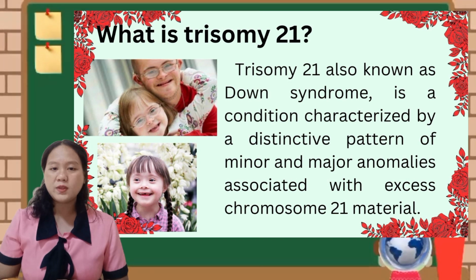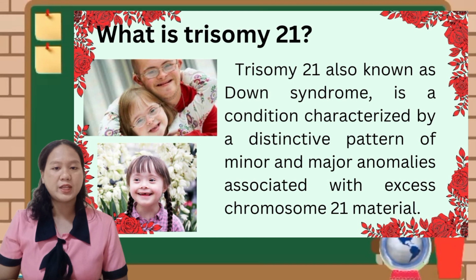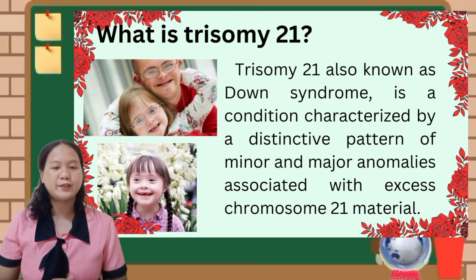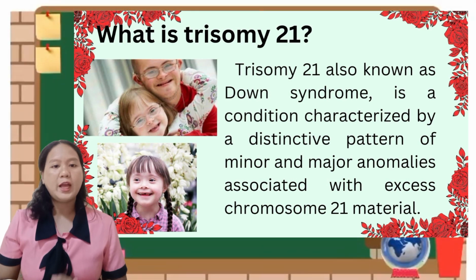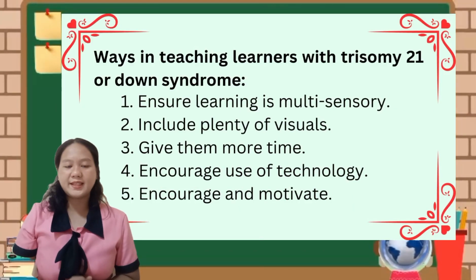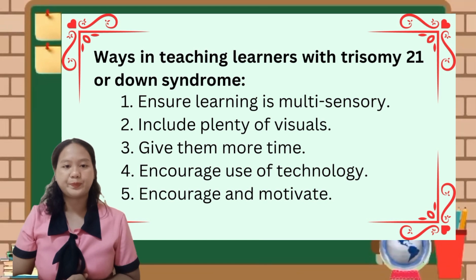A child with Down syndrome may also have heart defects and problems with vision and hearing. How severe or mild these problems are varies from child to child. There is no cure for Down syndrome, but treatment is available to help your child. Here are some ways in teaching learners with trisomy 21 or Down syndrome.